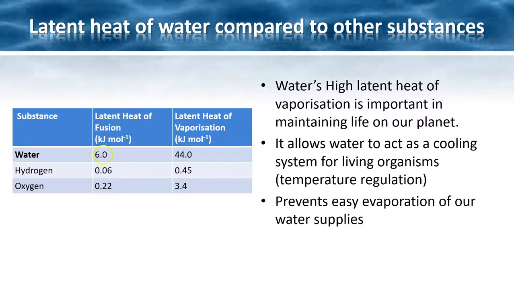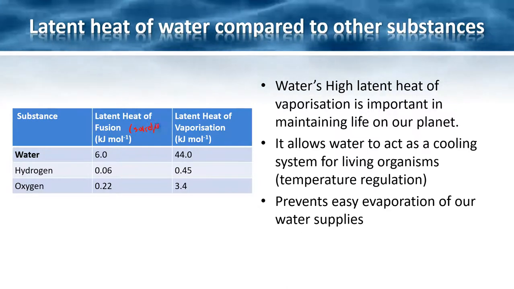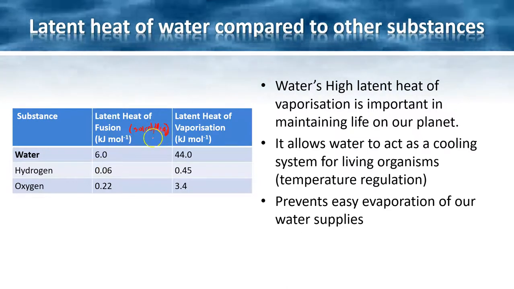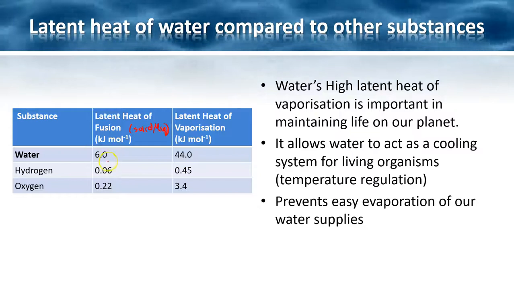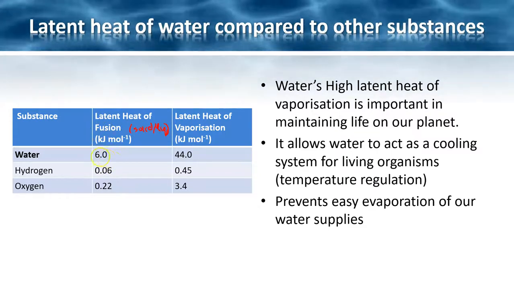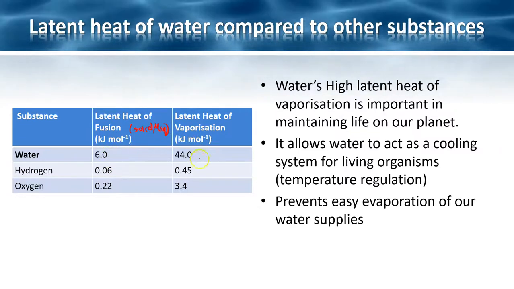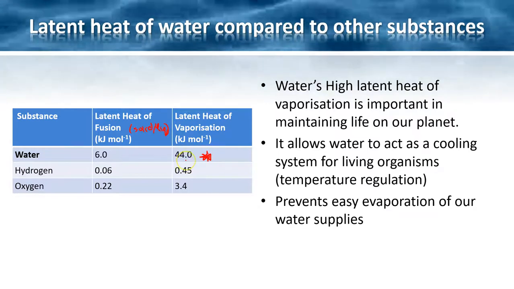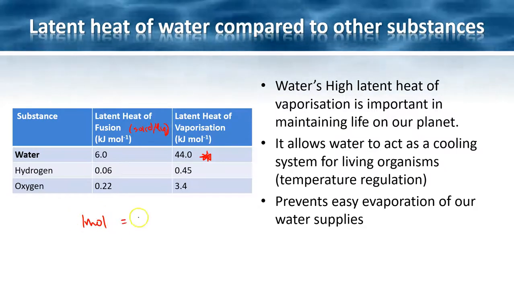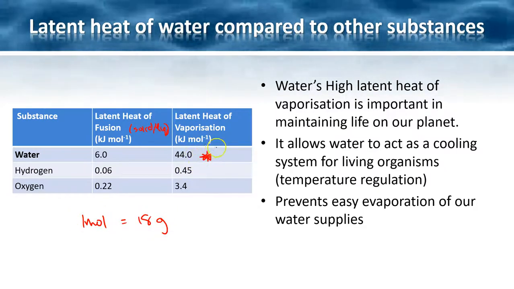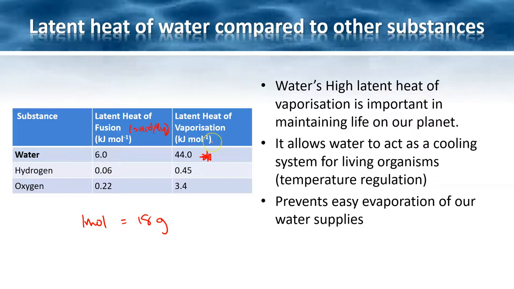If we have a look, the latent heat of fusion, remember, is the solid-liquid interface. This is at the melting point of 0 degrees for water, and it is 6 kilojoules per mole. So it takes 6 kilojoules per mole to make 1 mole of water change state from solid to liquid. But the latent heat of vaporization is 44 kilojoules per mole of water, remembering that 1 mole of water is equal to 18 grams. So that's 44 kilojoules for every 18 grams of water, which is a huge amount of energy.